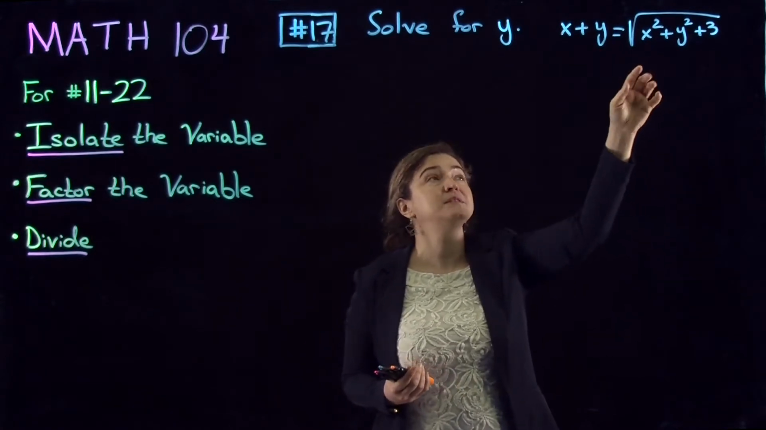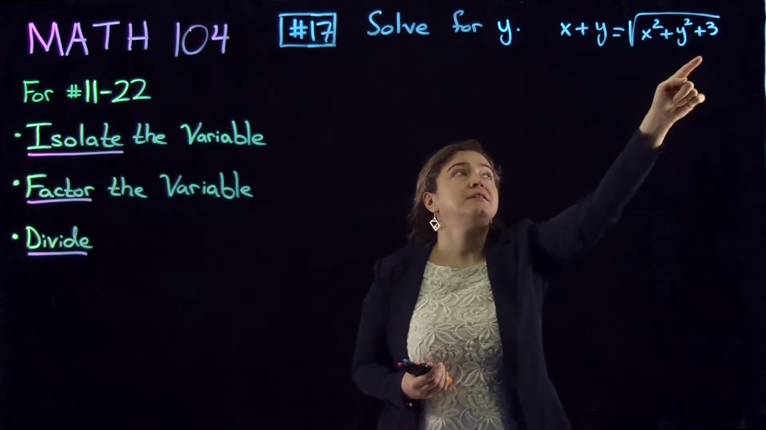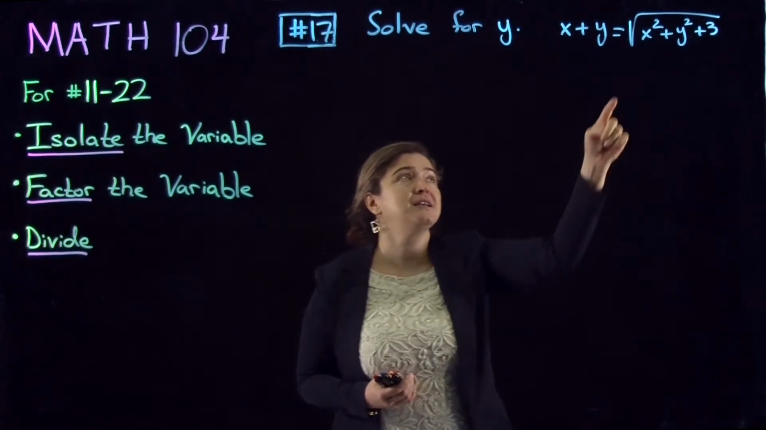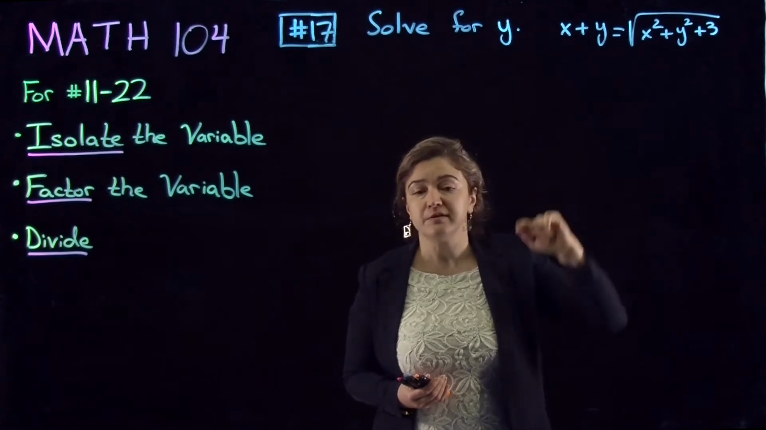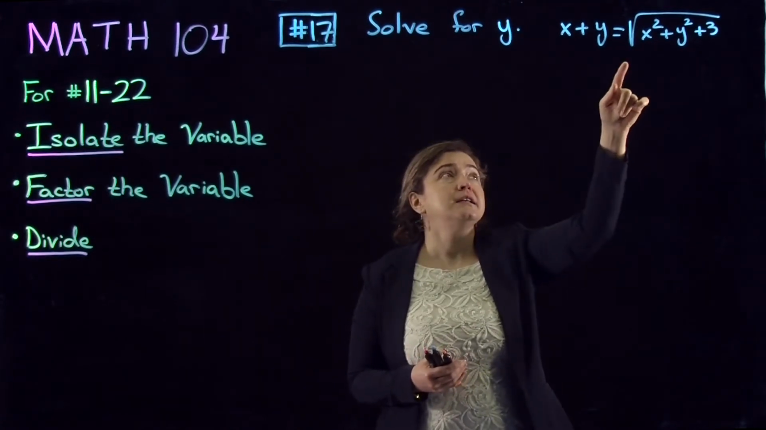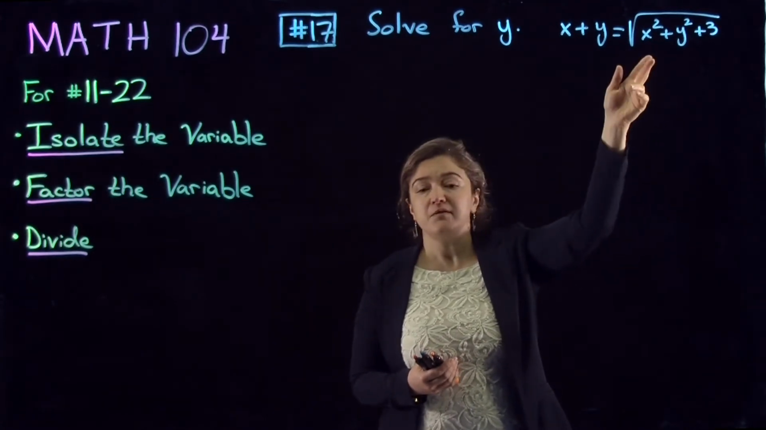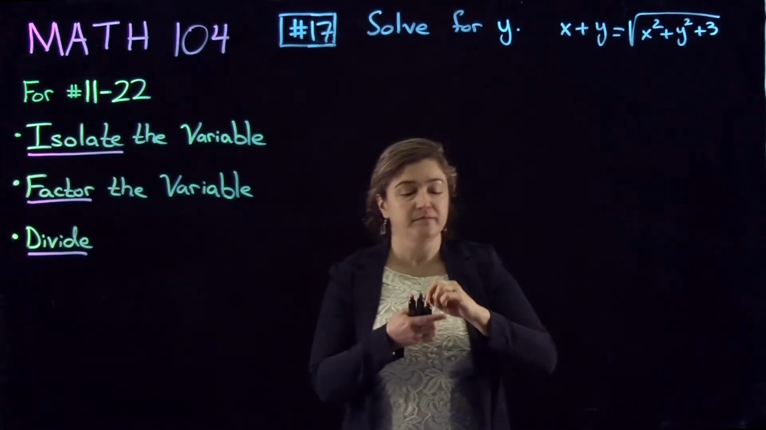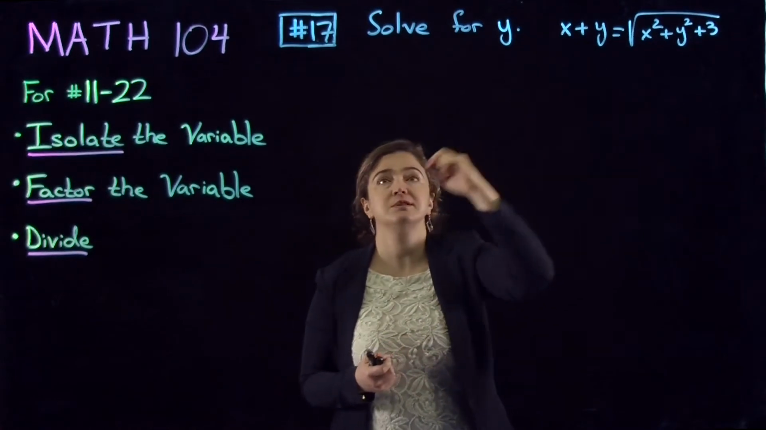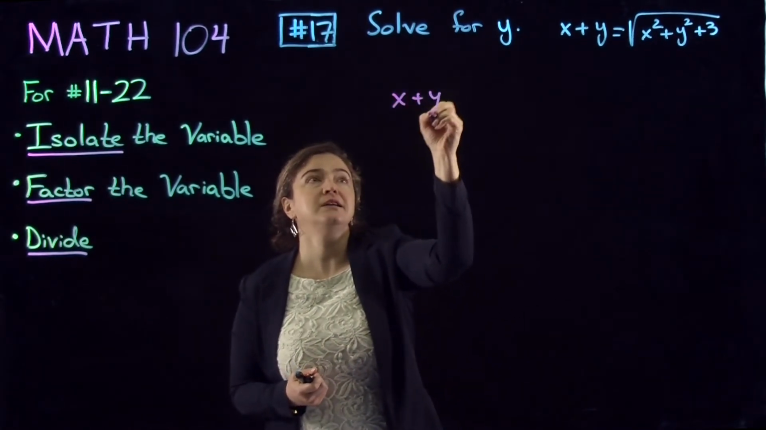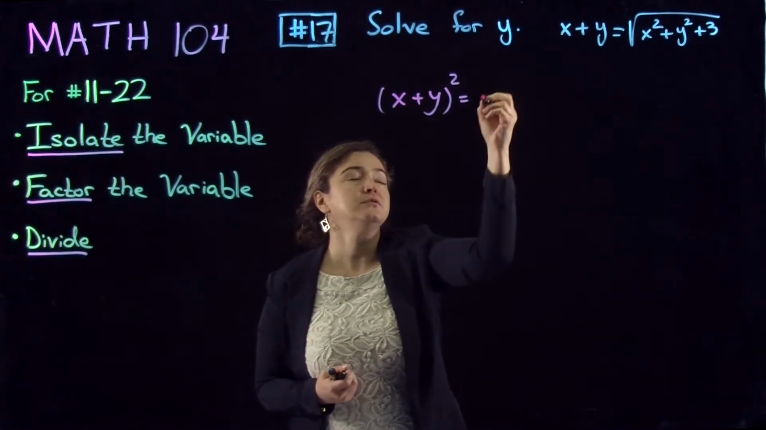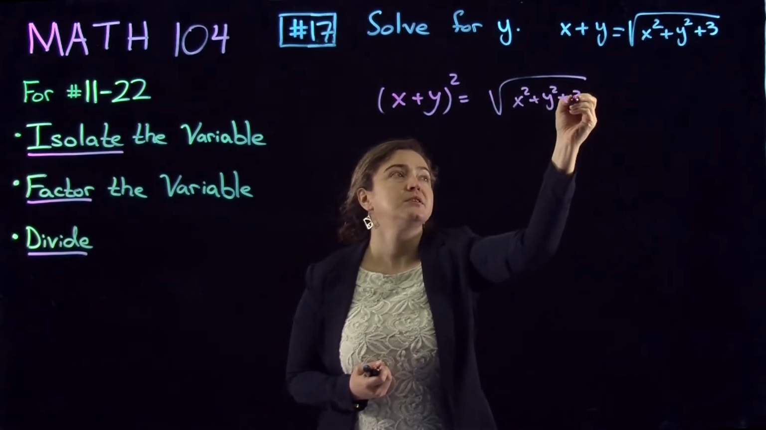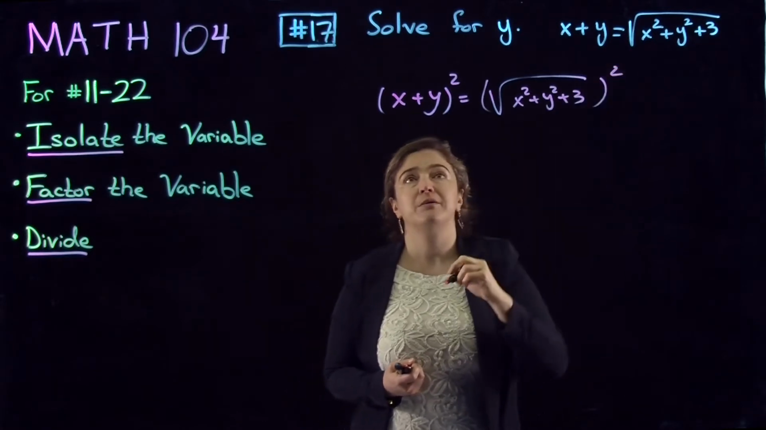It involves different steps. In this case, I have a radical in here, and the first thing that comes to mind is to get rid of the radical. Getting rid of the radical, we do the inverse, so both sides to the power 2. So this is the first step: (x plus y) to the power 2, and the square root of x squared plus y squared plus 3, to the power 2.